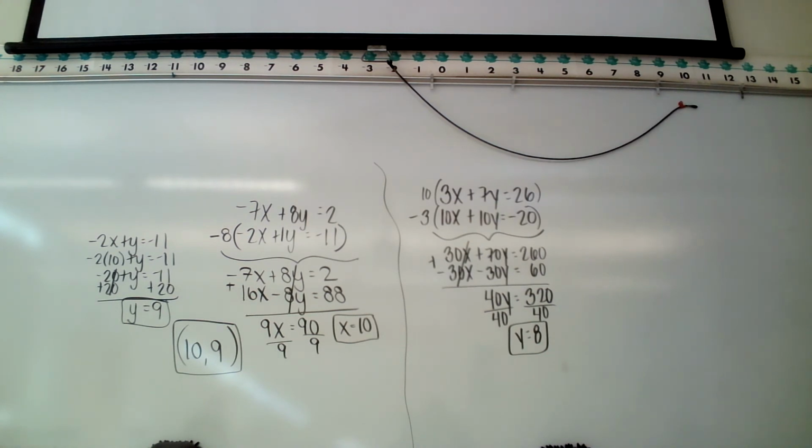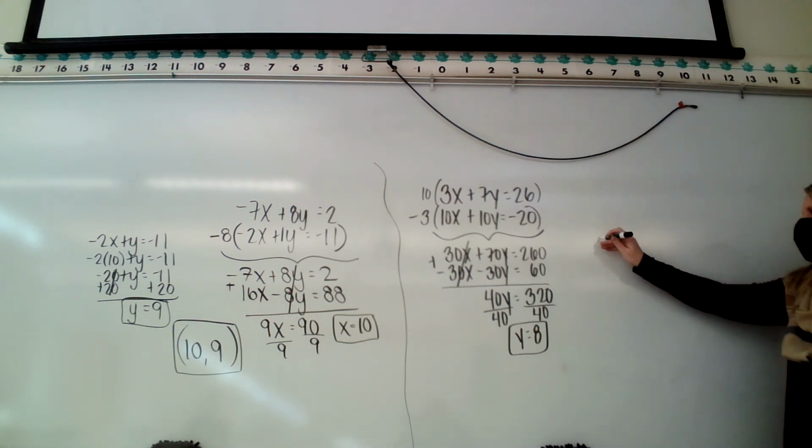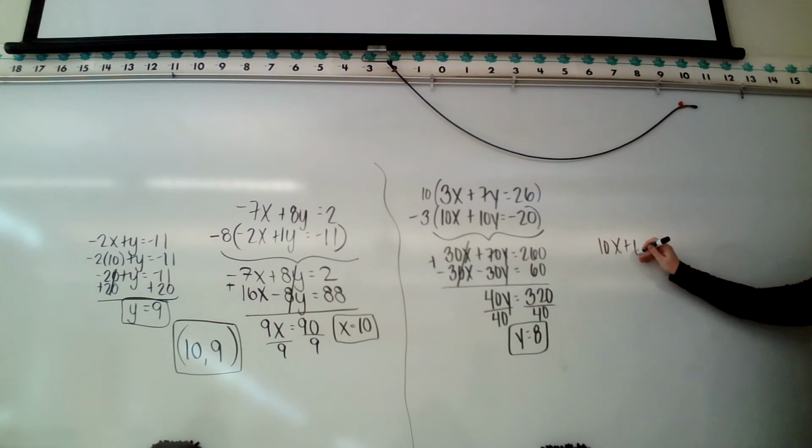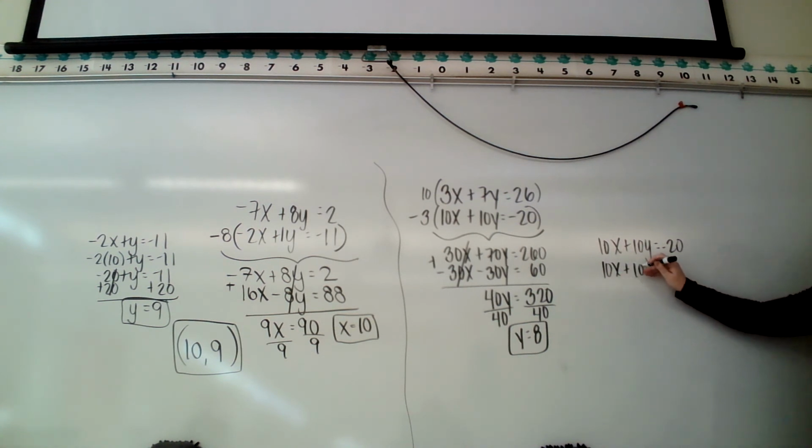But we know we're not done. We have to find the x that corresponds to that point. So pick an equation. I'm going to be honest, these ones have smaller numbers, but I just like 10s. So I'm going to go with that second equation. It's just preference. Whichever one makes you happier, go with that one. Pick an equation. Plug in what you know. I know that y is 8.